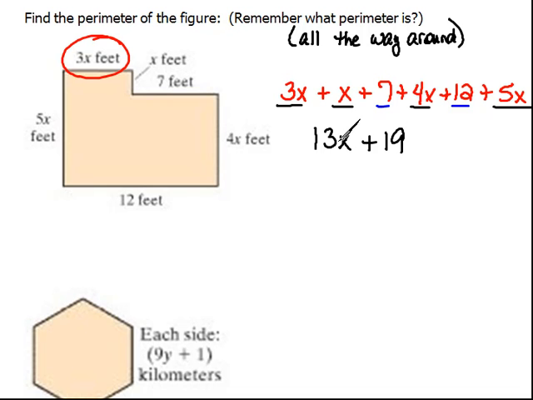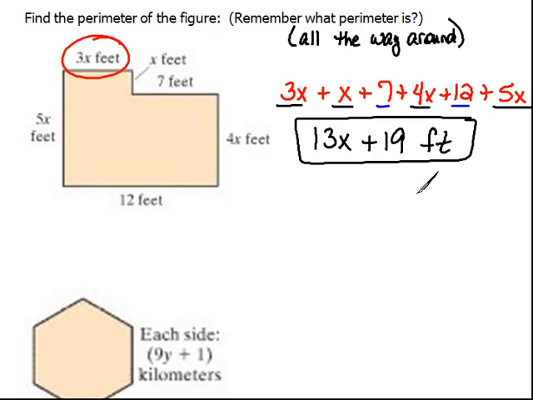Now we cannot combine these because they are not like terms. They're not both x's or both plain numbers. So our answer is 13x plus 19 feet.